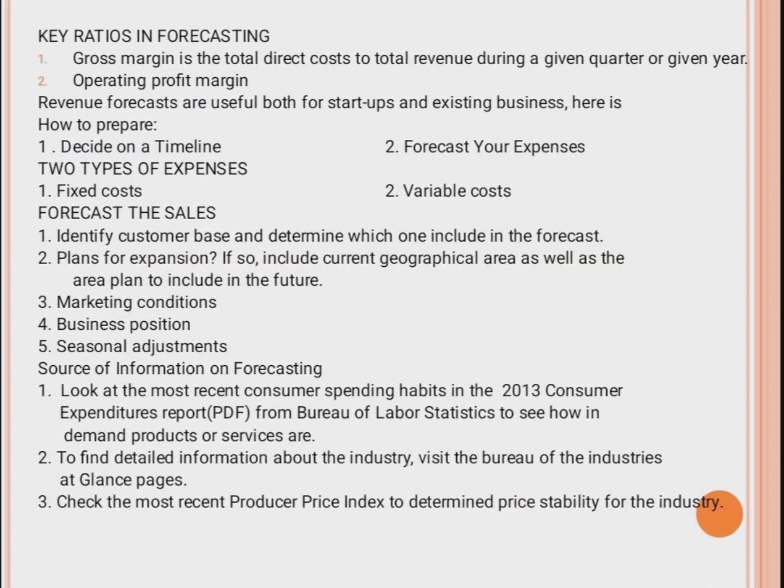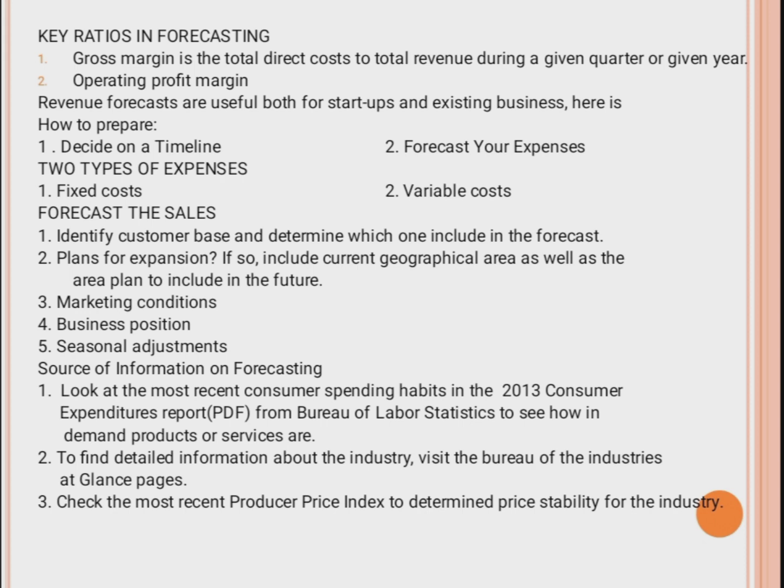Next, key ratios and forecasting. Number 1, gross margin is the total direct cost to total revenue during a given quarter or given year. Number 2, operating profit margin. Next, revenue forecasts are useful both for startups and existing businesses. Here is how to prepare. Number 1, decide on a timeline. Number 2, forecast your expenses.